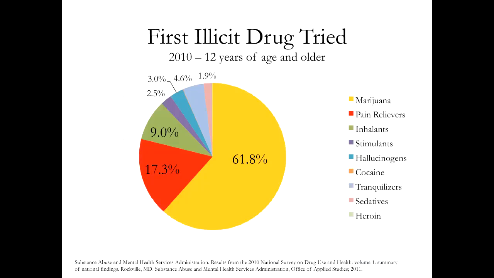This is something I think is very interesting. So when we look at 12-year-olds and older and look at the first illicit drug that they actually tried, you'll notice that the pretty predominant piece of pie on this chart is marijuana or cannabis. But very close behind that, indicated in the red, are prescription pain relievers. So it's on the rise, and it's certainly a problem that we all need to be relatively aware of.